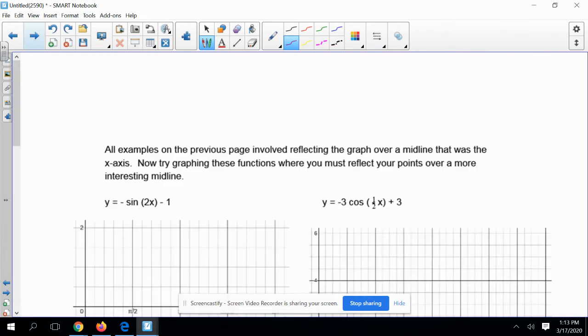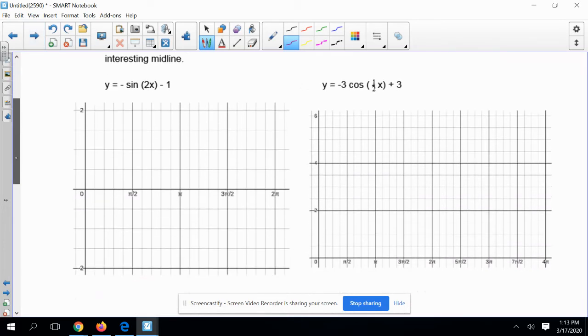Final page. So now what I want you to see is that when that number A is negative, we just take the graph and flip it over whatever the midline was. So this is a little more complicated because our midline is a little different. So here our midline is -1.